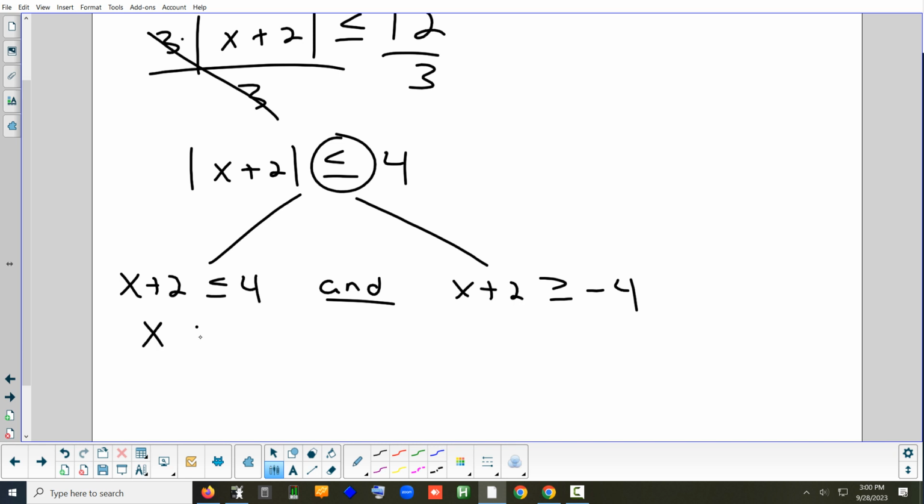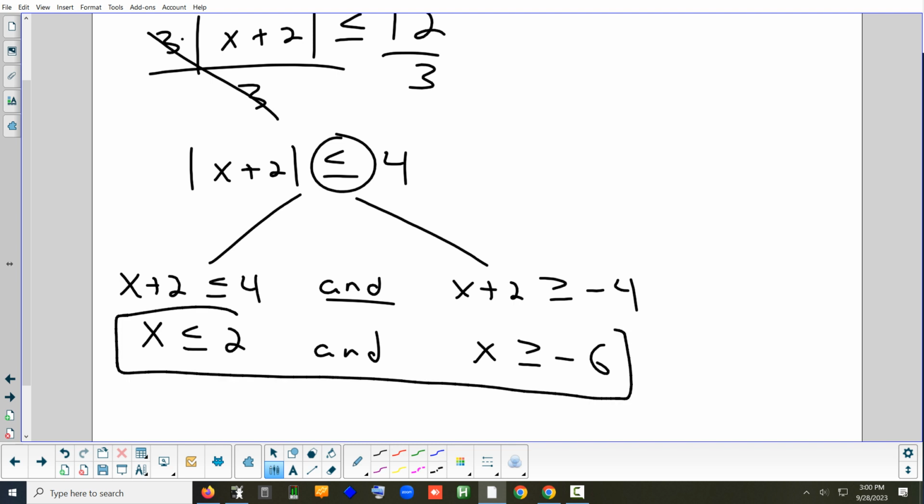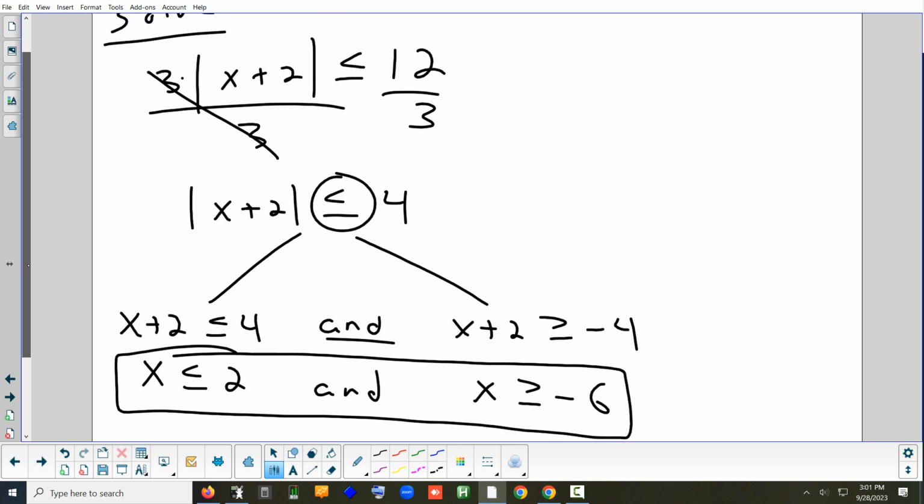So we get x is less than or equal to 2, and x is greater than or equal to negative 6. So this second part is solving a linear inequality because it doesn't have absolute values. So that's where the second part of the problem comes in. No division here, but if you had a number in front of x, you'd have to divide by it. And if it was a negative, you'd have to flip the sign. Okay. Any questions on that one?